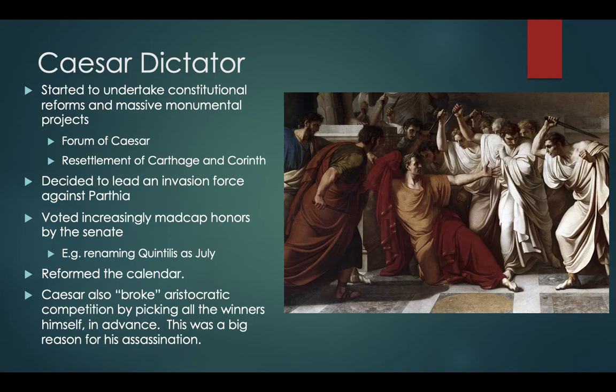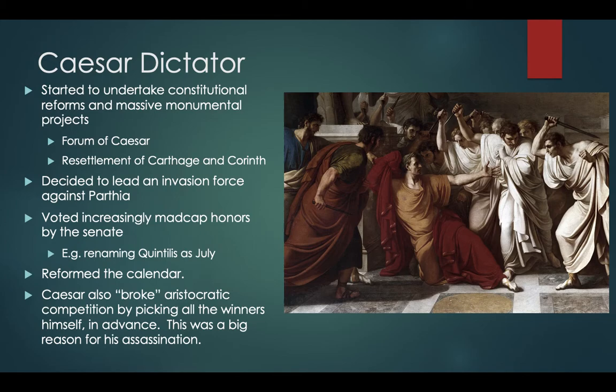The Senate votes him increasingly madcap honors, dictator for life. Maybe we'll worship you as a god. We'll call this month Quintilis July, which we still do today. Caesar changed the calendar in more ways than one, which you remember from the Mary Beard video. And he also broke aristocratic competition by getting rid of the competition and just picking all the winners himself in advance. And this, in fact, was a huge reason for his assassination, which you can see pictured here on the right.